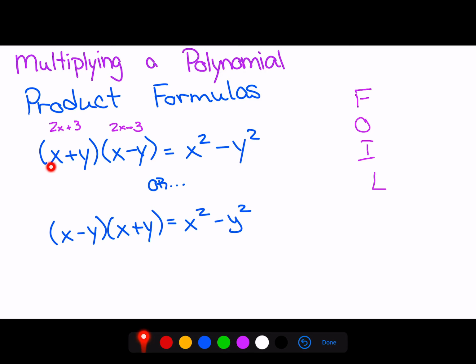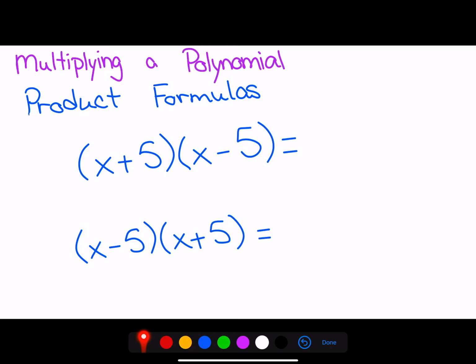If I do x squared, so whatever my first term is in both parentheses, if I just square it, minus my second term squared, I'll have my answer. Or if they just flipped, so all that happened is this is now negative first, this is now positive first. If you notice, if these flip, nothing changes. Same exact thing. So if these are just opposite signs, positive and negative, but everything else is the same, square your first term, minus square your second term. That's it. So let's try it out.